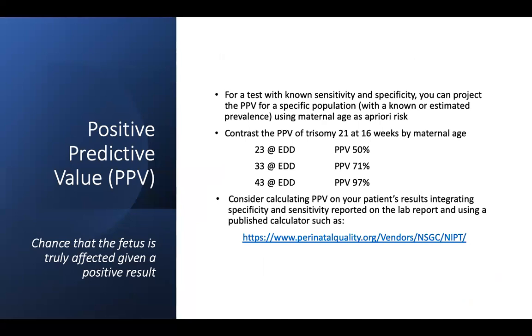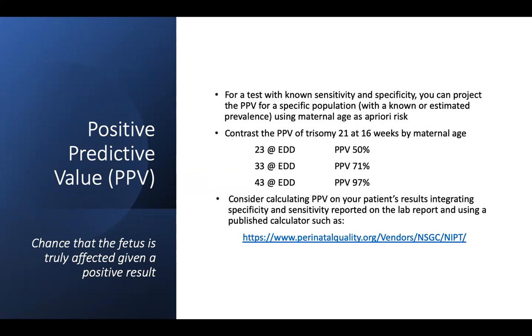So for those high risk or positive results, we want a positive predictive value to be provided to patients, and that helps them understand the chance that their fetus or their pregnancy is truly affected. This value is different from sensitivity of the test because it's taking into account the prevalence of the condition in the population, and it's also basing it on the maternal age. So it's more of a personalized risk assessment.